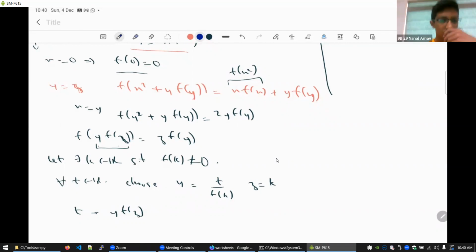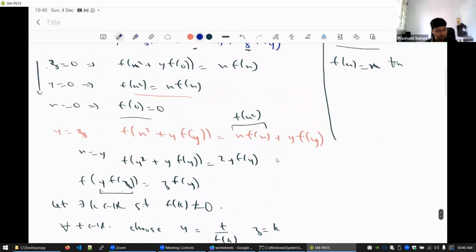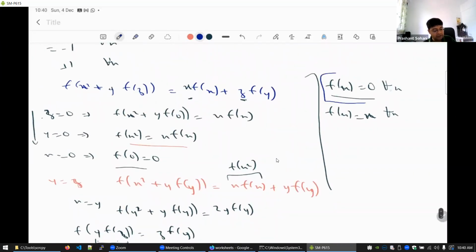Sir, how did we assume that there exists a case such that f of k is not equal to 0? Because we already have observed that f identically 0 is a solution. So without loss of generality, we can say we are looking at the other case, where we are talking about a function which is not 0 everywhere. Okay, sir. Yes.